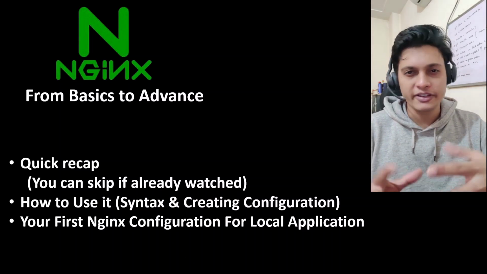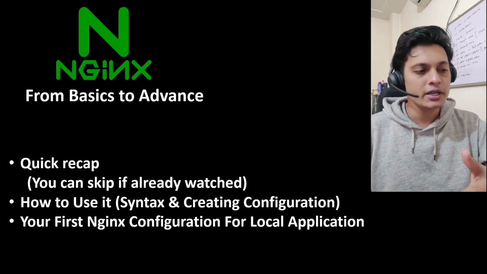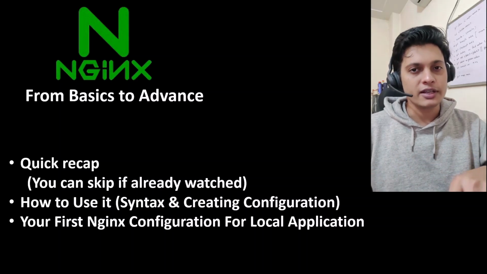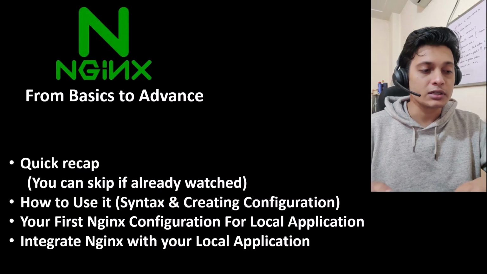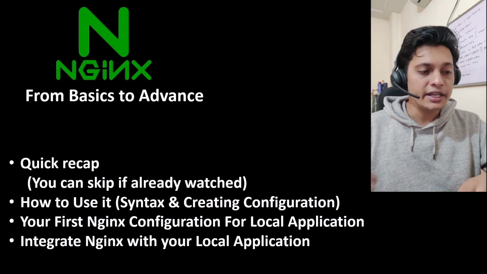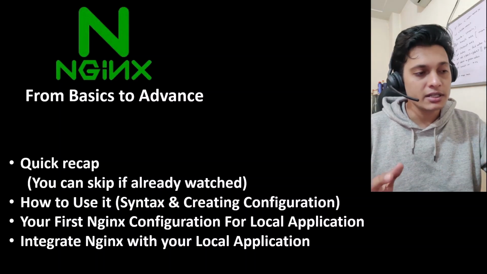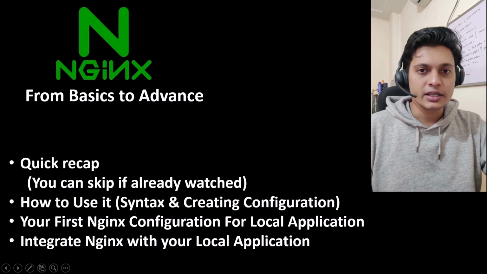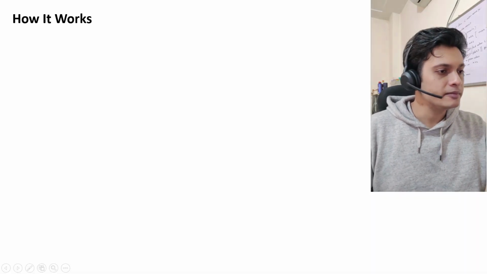It means you have developed one application on your local machine, which is running on localhost at some port, and we are going to create a Nginx configuration file for it. After creating it, we are going to integrate it with your local application. And after integrating it, we are going to see whether whatever we have learned till now is actually working or not. Okay, so that is the roadmap of this part. So let's go directly to the quick recap.